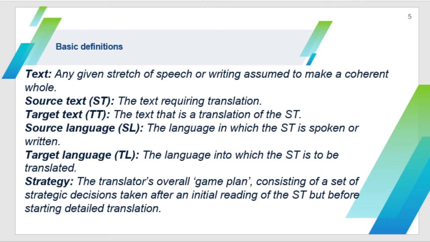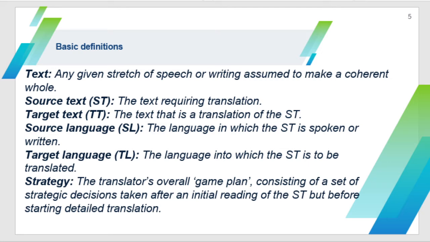If we have a text written in Arabic, the source text is Arabic and the target text is English. The source language and the target language refer to the language of the text. The source language is the language in which the source text is spoken or written, and the target language is the language into which the source text is to be translated.